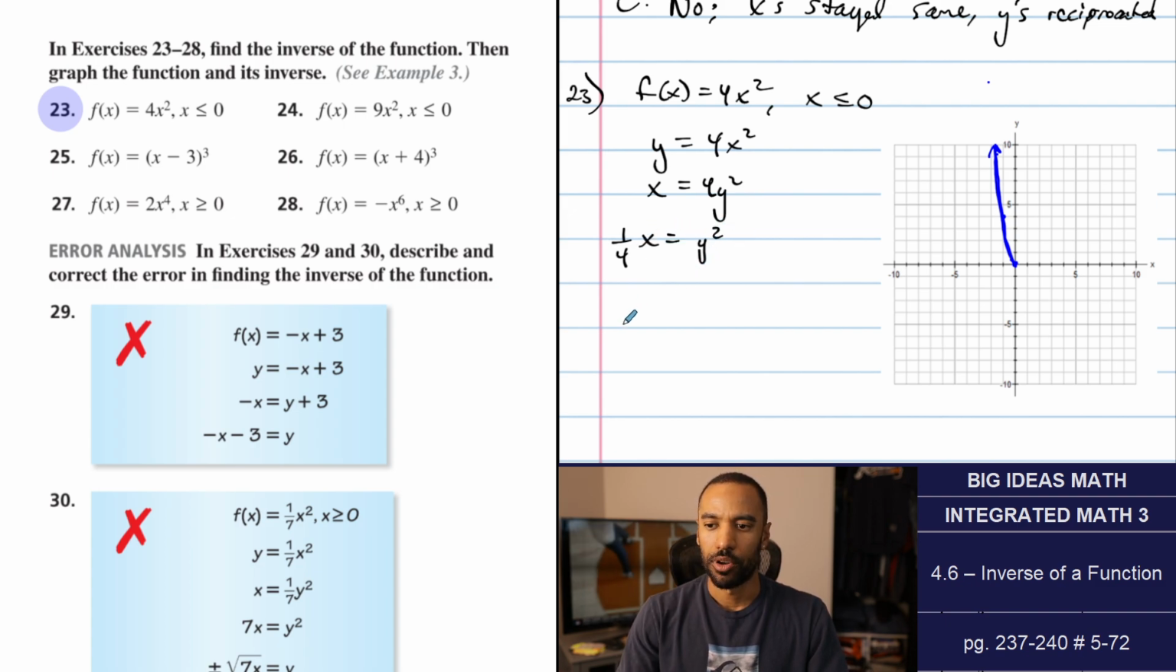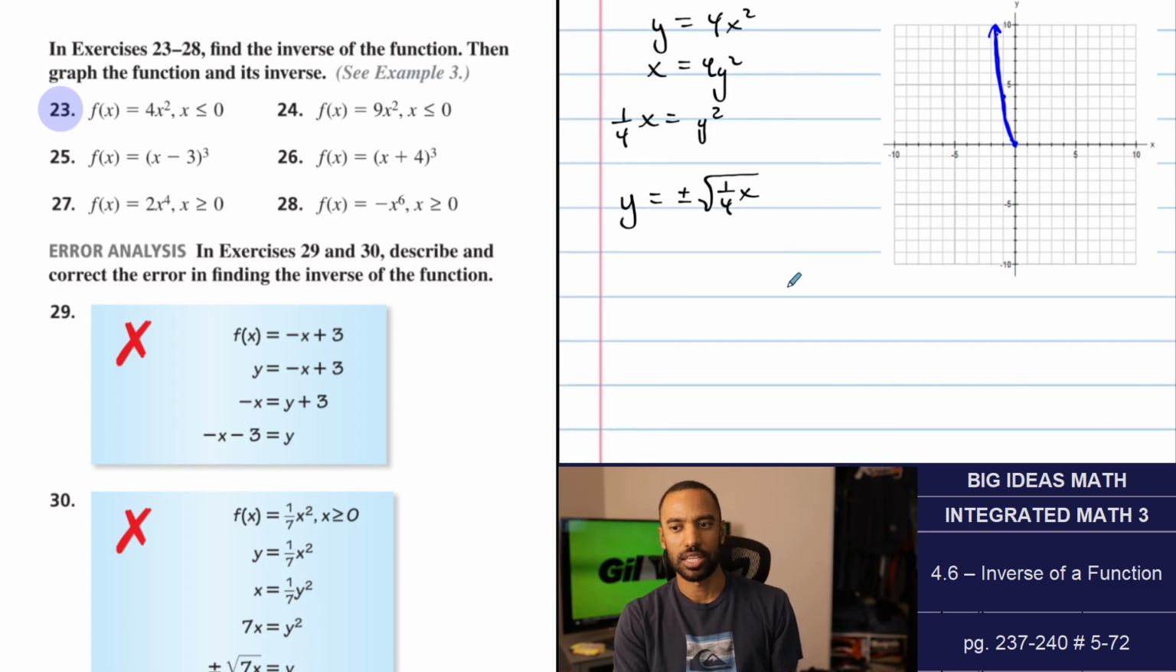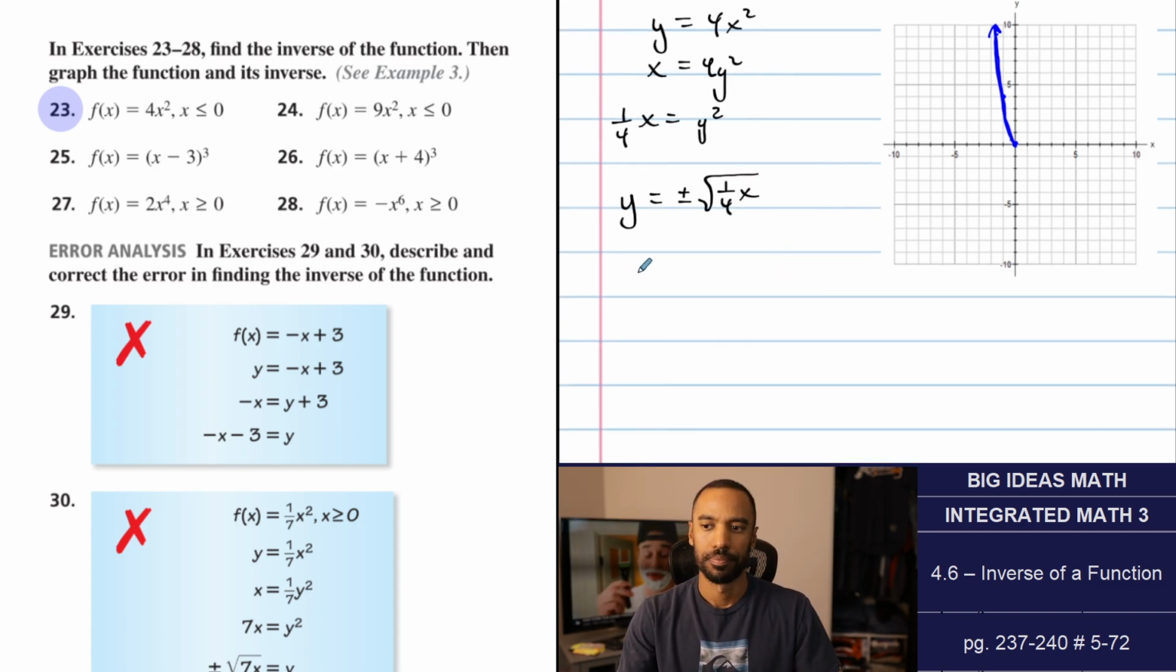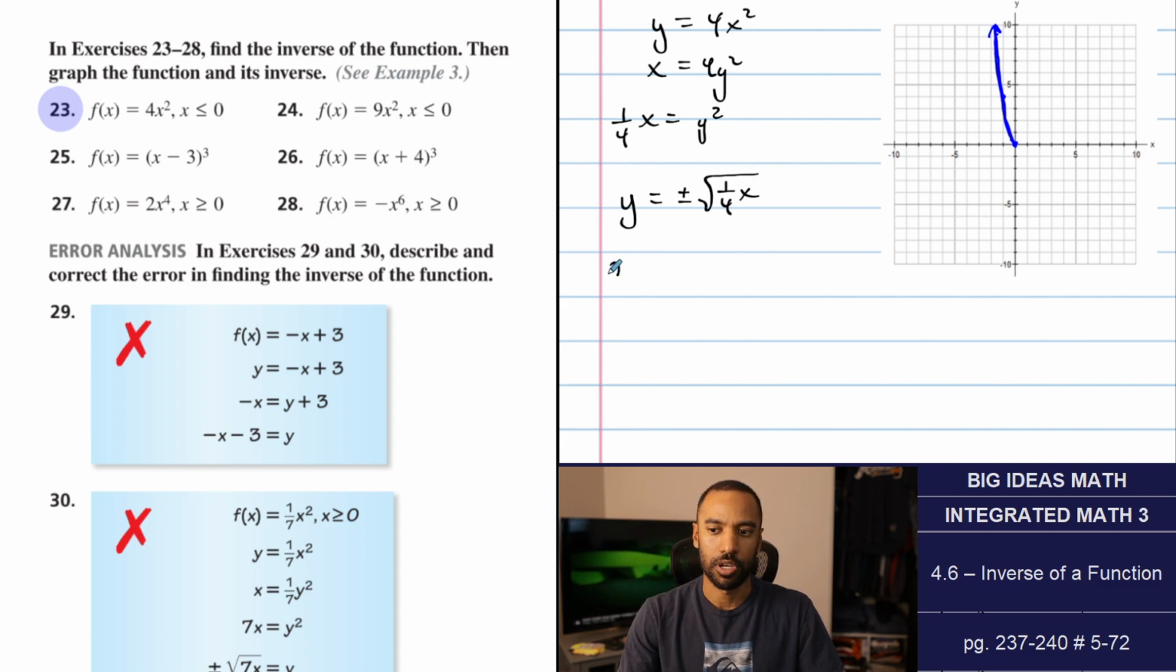And then we'll take the square root of both sides. So y equals, what we originally said, plus or minus 1/4 x. Now there are a few things I have to change. First, I'm going to take the square root of 1/4 and call it 1/2, and put it on the outside.